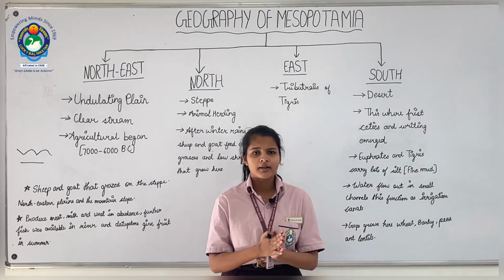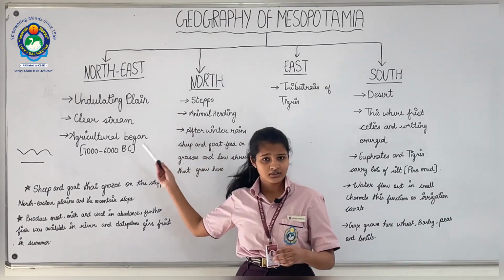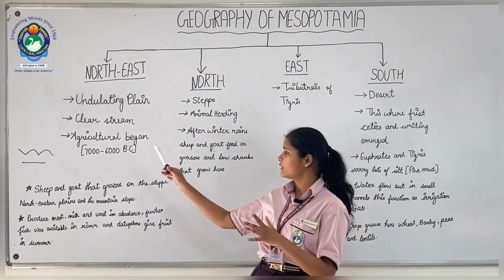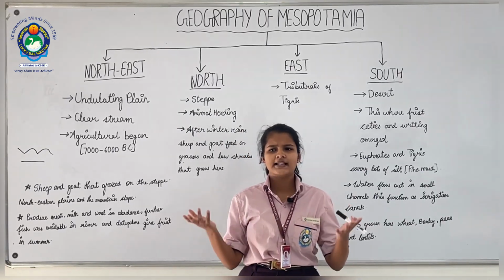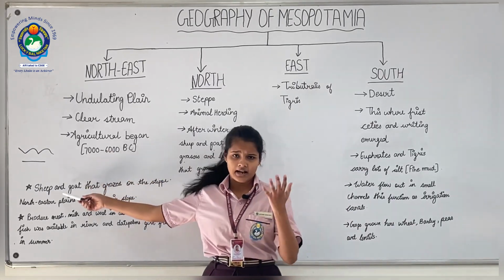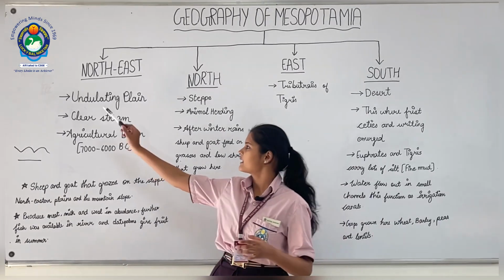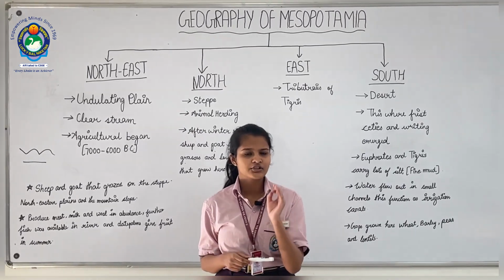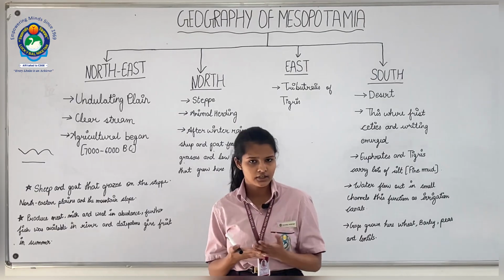Geography of Mesopotamia is divided into four parts. First is the northeast region. It has a diverse environment and undulating plains. What do you mean by undulating plains? Plains mean flat land, but undulating plains mean irregular shapes of land, with clear and wide rivers and streams. And most importantly, it has enough rainfall.